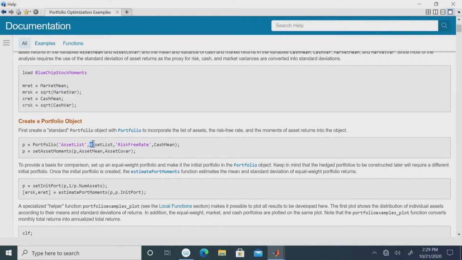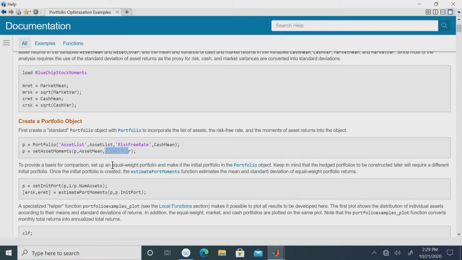So, we will incorporate the asset list, and we will bring in the risk-free rate, which is taken to be the cash mean, and the moments of the asset return. So, we will basically incorporate the individual asset means as well as the asset covariance. This is just a starting point where you set up the basic essential components that are required for the portfolio object.